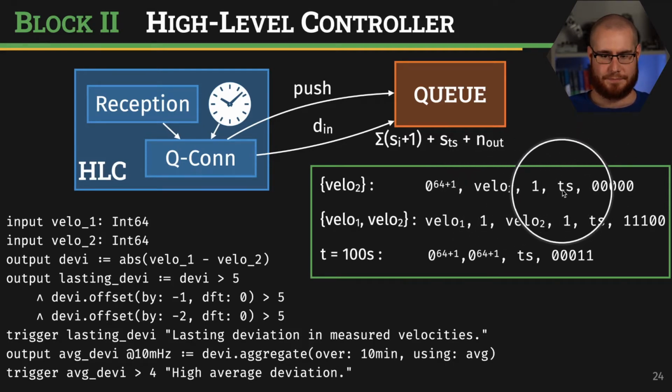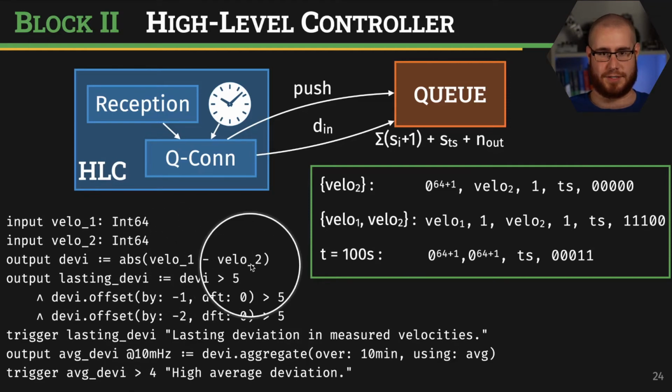Then we have a timestamp, the timestamp when we receive the event, and we have 5 zeros. And this shows that none of the output streams is supposed to be evaluated, because deviation has a pacing that needs both velocity 1 and velocity 2 at the same time, which is not the case for this event. Then we have the lasting deviation stream, which depends on deviation. And since this was not extended, lasting deviation is also not extended, and the trigger depends on lasting deviation. Lastly, the average deviation here is a time stream, so it's unaffected by the event anyway.